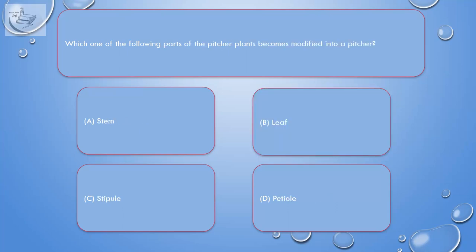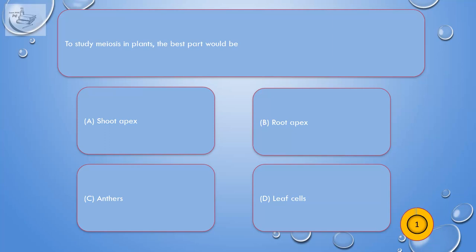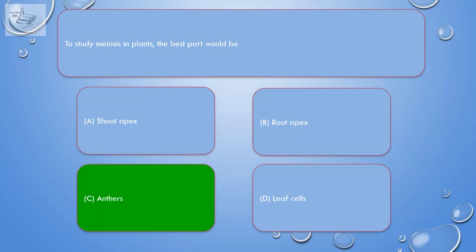Question: which one of the following parts of the pitcher plants becomes modified into a pitcher? A. Stem, B. Leaf, C. Stipule, D. Petiole. Correct answer is B. Leaf. Question: to study meiosis in plants, the best part would be A. Shoot apex, B. Root apex, C. Anthers, D. Leaf cells. Correct answer is C. Anthers.